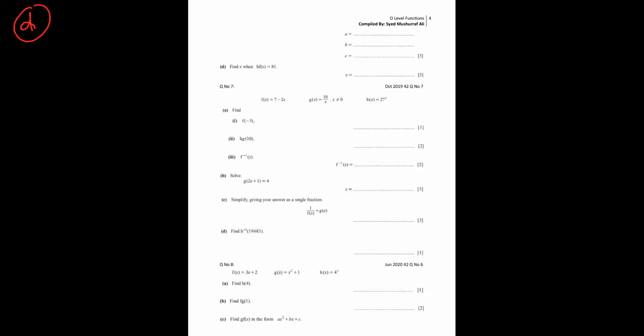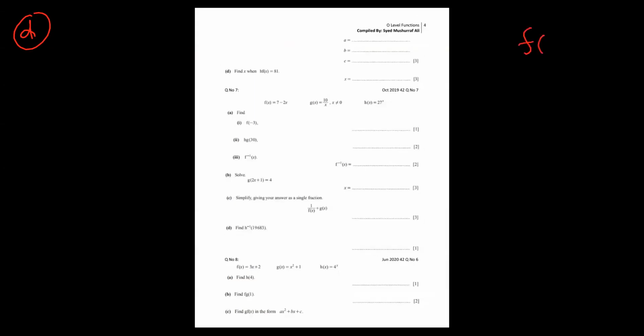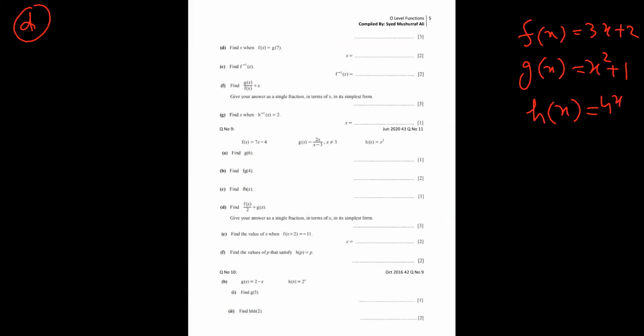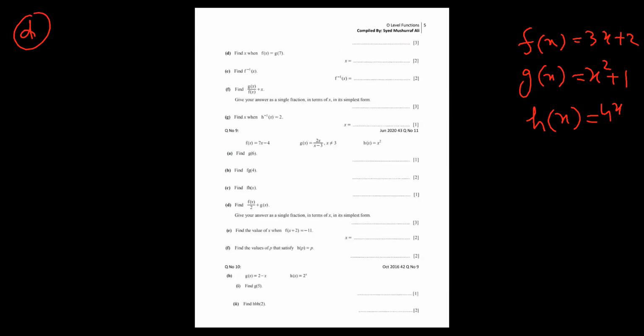So let's start the D part. Bismillah ar-Rahman Rahim. How to do the D part? Look here, f of x is equal to g of 7. So let me go back and copy the question first of all. So f of x is equal to 3x plus 2. g of x is equal to x squared plus 1. And h of x is equal to 4 to the power x. Now I turn the page and come back. So my plan is to solve this one.